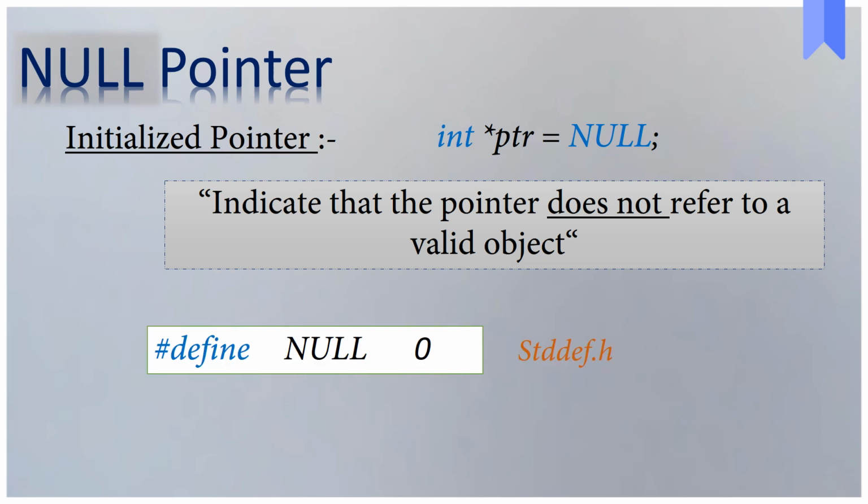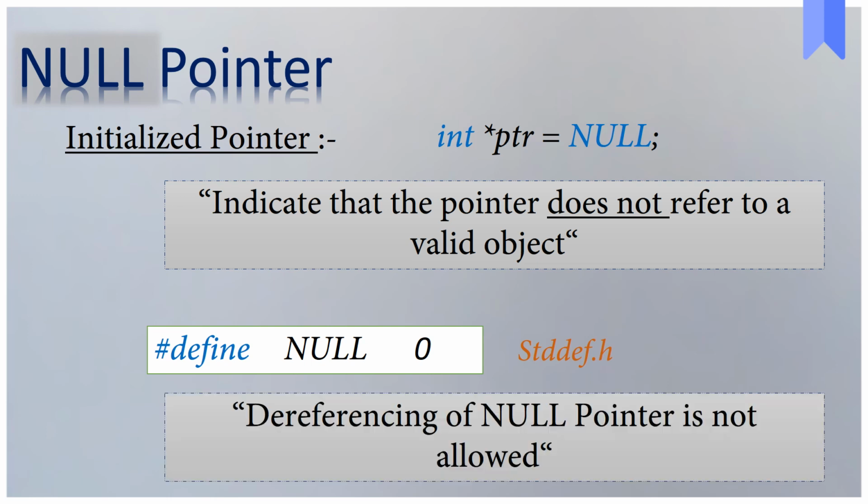Null pointer is a preprocessor macro which is defined to 0 under standard library stddef.h. So initializing a pointer with 0 means pointing to 0th memory location. And in C, dereferencing a null pointer is not allowed, and by doing so, it can result in memory access violation.